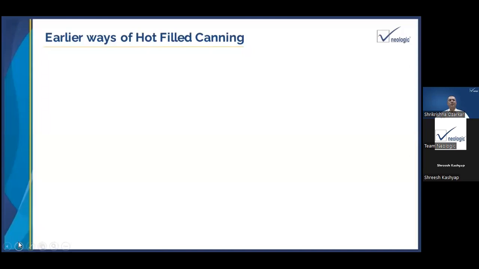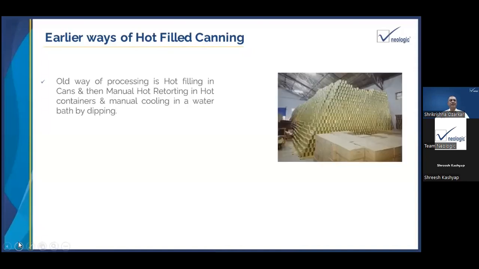While we look at why to process it aseptically, let's also understand the earlier ways of processing. Whether it is mango puree, mango pulp, guava puree, papaya pulp or papaya puree, all these items were processed by the canning method. The older way was hot filling: heating the product, that is pulp or puree, up to a certain temperature like a pasteurization, then filling it into cans in hot conditions, maybe 90 degrees, and then manual hot retorting of the cans in retorts.